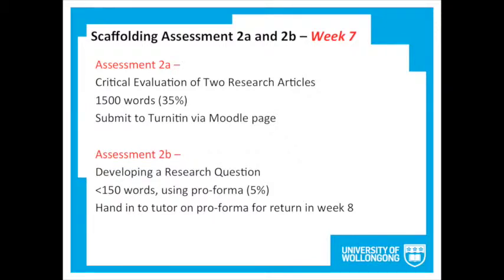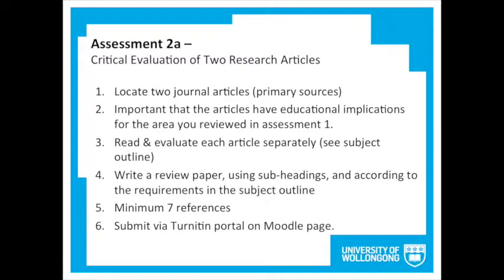And assignment 2B is just a 5%er, and it involves developing a research question, and we'll just hand that in using the pro forma available on Moodle, and you'll be handing that in week 7 in tutorial to your tutor so they can try to turn it around as quickly as possible. We're aiming to have it back to you in week 8 if possible.